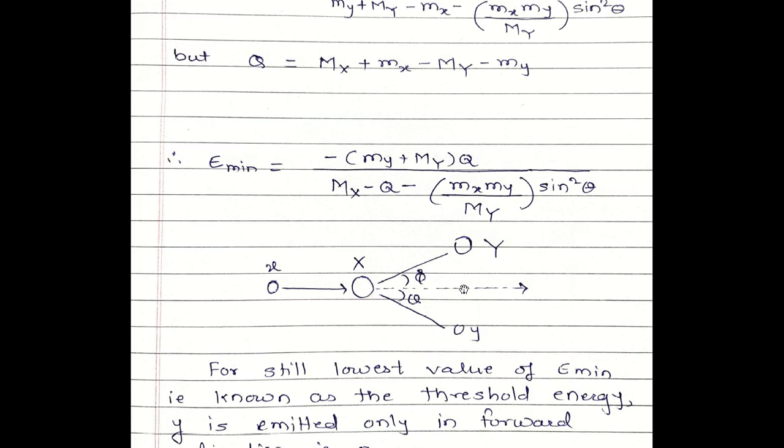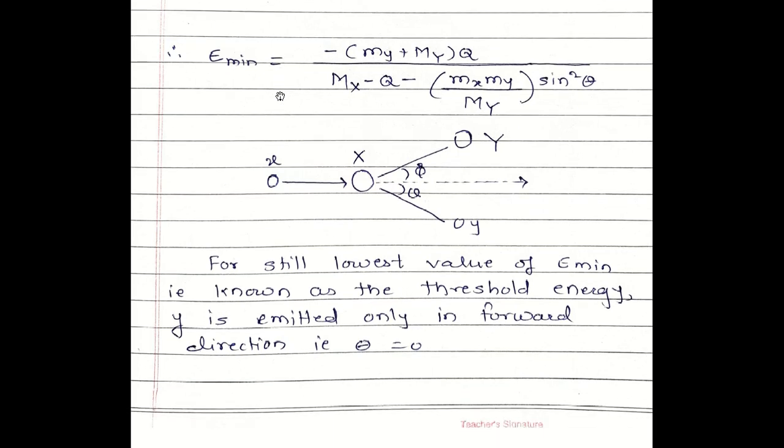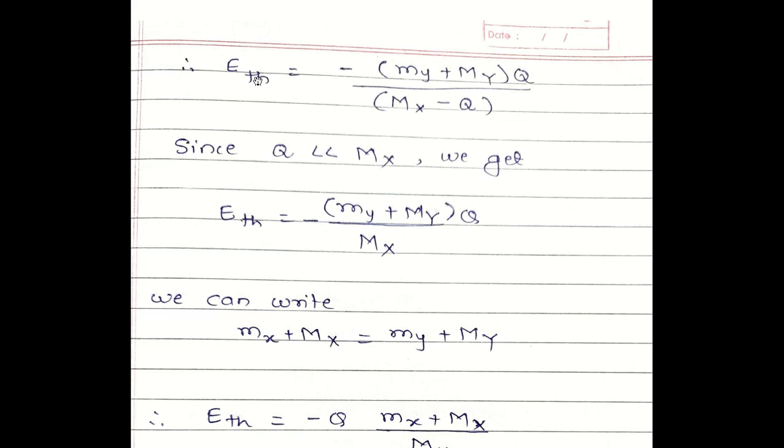So in that case, for the minimum amount of energy of this E minimum, what we call the threshold energy, it is the lowest value of E minimum at which the y is emitted only in the forward direction, that is theta equals 0. If we substitute theta equals 0 in this equation, we get the reduced form of the E minimum expression, which we now call E threshold. So it is equal to this much.